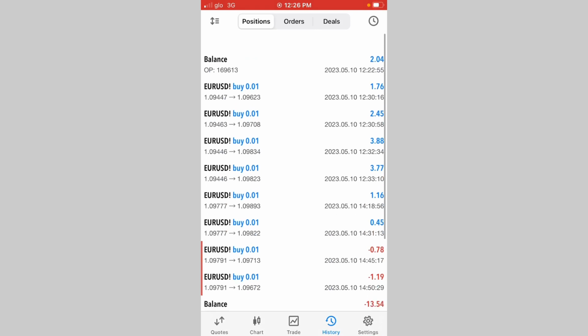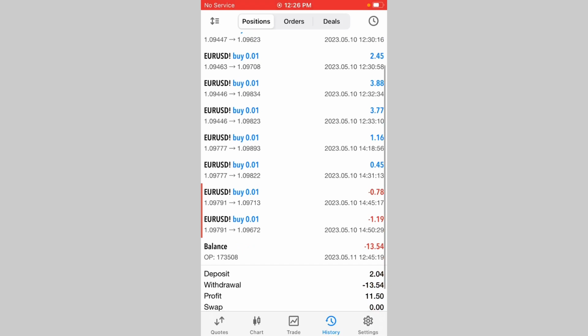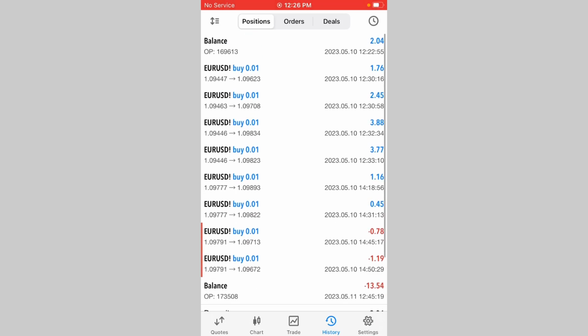I made a withdrawal. This is the $2 balance. This is not my normal trading account. This is just a new account I created. I deposited $2.04. Then these were the orders that I closed that day. Then this was the little loss I made after turning these $2 to $14.